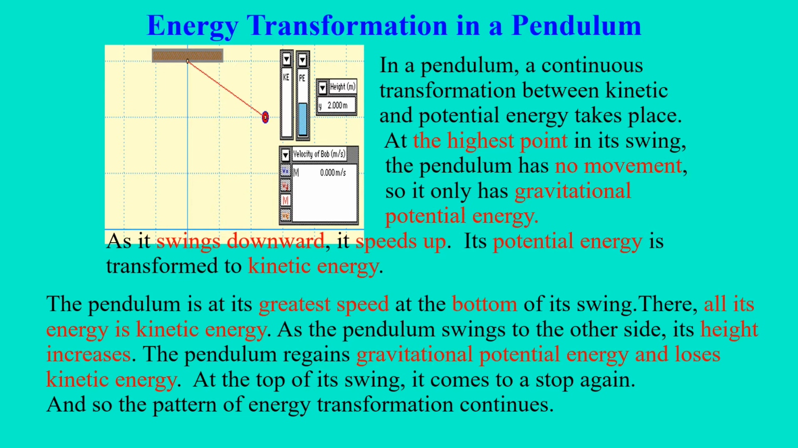As it swings downward, it speeds up. Its potential energy is transformed to kinetic energy. The pendulum is at its greatest speed at the bottom of its swing. There, all its energy is kinetic energy. As the pendulum swings to the other side, its height increases. The pendulum regains gravitational potential energy and loses kinetic energy. At the top of its swing, it comes to a stop again, and so the pattern of energy transformation continues.